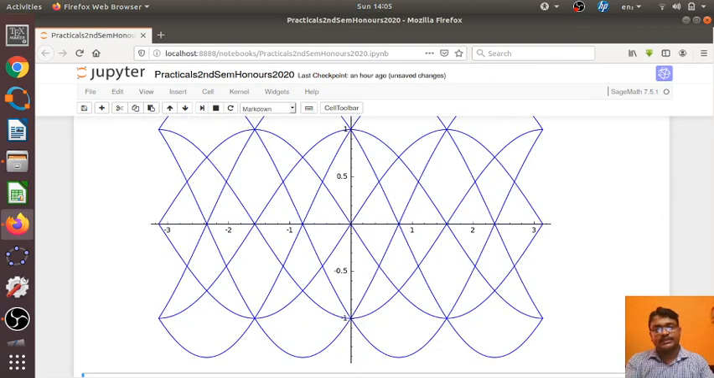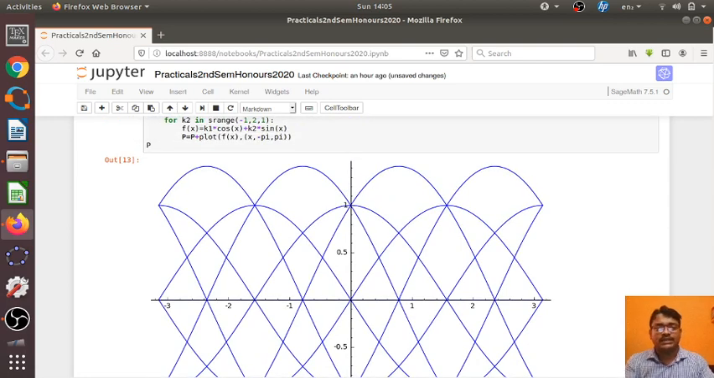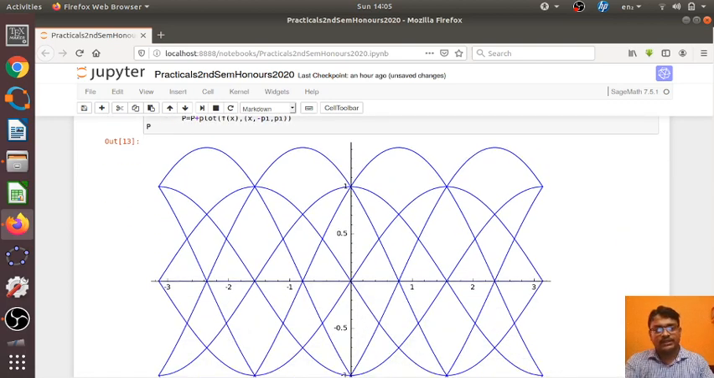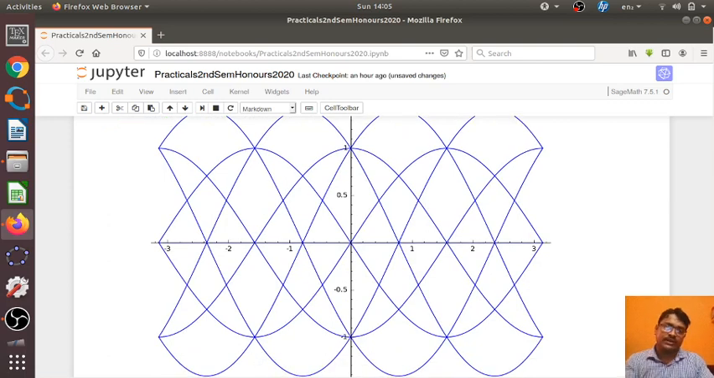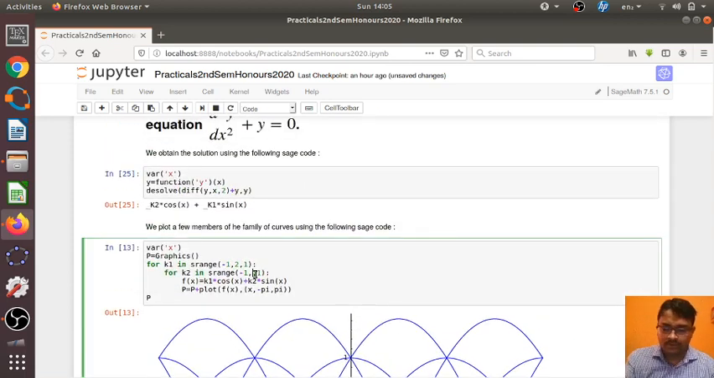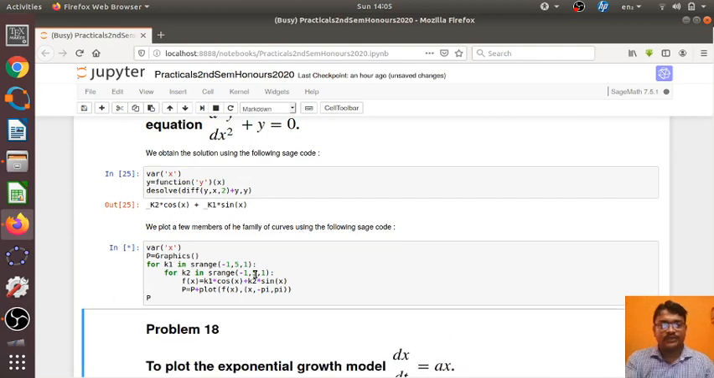Ultimately it's a sin x plus b cos x type of curve. So you will get this type of symmetric pattern, because we are considering from -pi to pi. So you'll get sort of symmetric patterns. If you like to play with it, say I take it from -1 to 5 here. Here also I take it from -1 to 5. You will get more such curves.